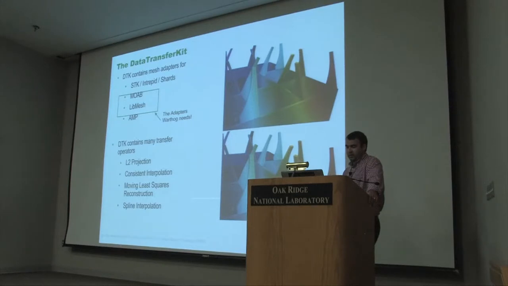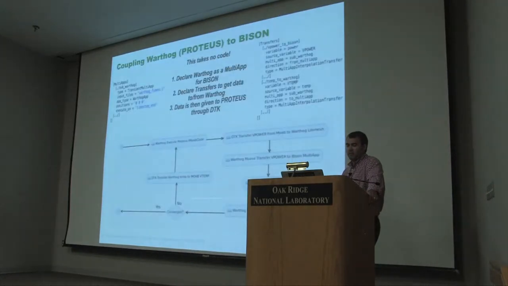Real quick, this is just a quick high-level view of DTK. Like I said, it has mesh adapters for all sorts of different mesh formats. Part of this work was developing the MOAB and libmesh adapters, and then all these different transfer operators that are really great that you can just swap out with an input file. And then the actual coupling is really simple. It takes absolutely no code after that. You just expose some text to your input file that says, this is my app, these are the transfers I want to do, and Moose does this overall workflow. Okay, like I said, we're transferring power and temperature back and forth, and we do this in an iterative fashion until we converge on a solution.